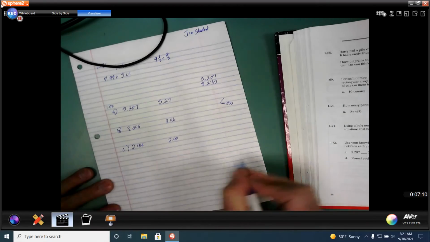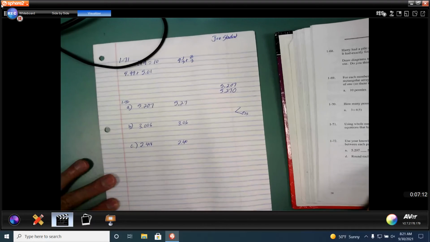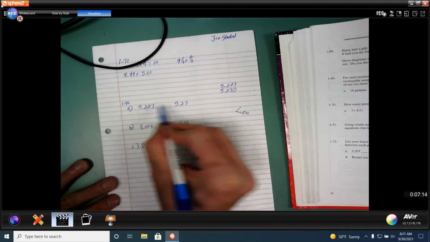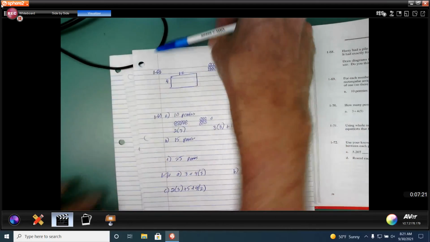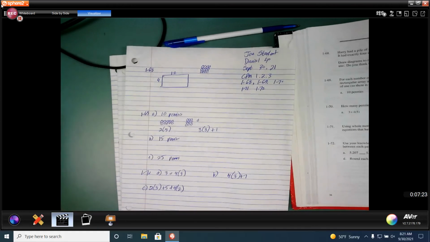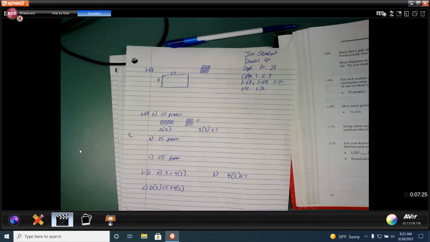And the last part is you're going to round each number to the nearest tenth. So each of these 6 numbers, you're going to round to the nearest tenth. All right, that's it for today. I think this is one of the easier homeworks you get out of the CPM book. So hopefully you have an easy time and you're able to make up any late work you have.